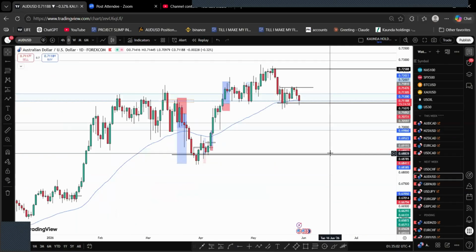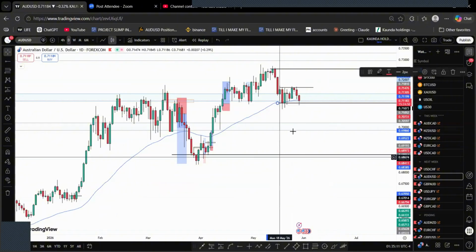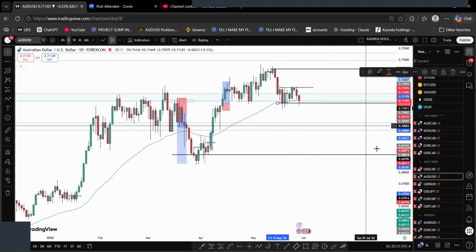The next thing we have is AUD USD. Cool. Now it's kind of showing me that the daily might go bearish at this point. Because I just want it to go bearish and then I'll be waiting for that bullish shift.